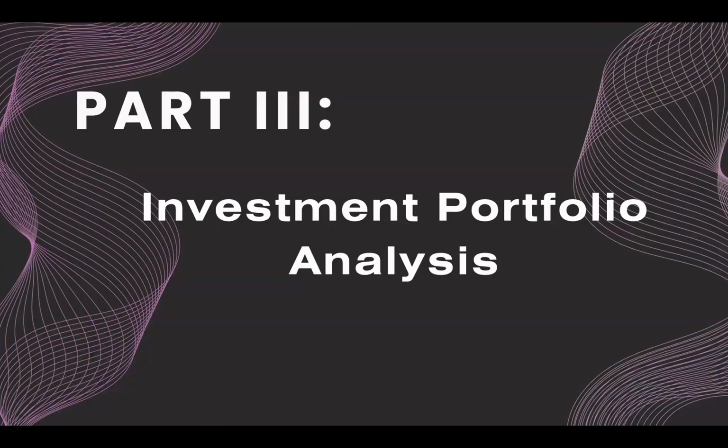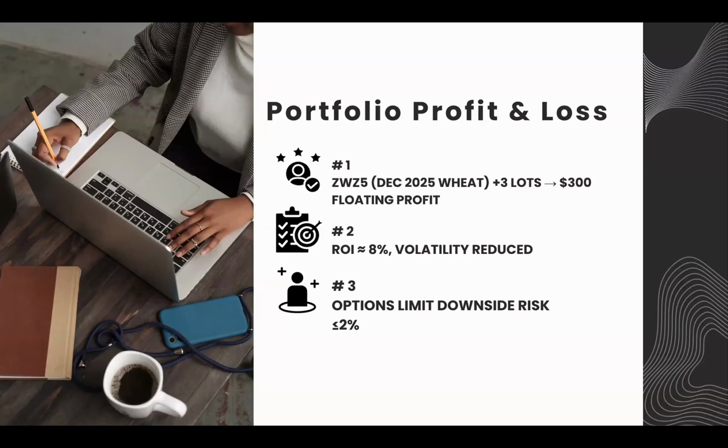Okay, let's move to the next part. Part 3, investment portfolio analysis. Our portfolio began with the December 2025 wheat futures contract ZWZ5 at an opening price of 529 cents per bushel. During the observation period, the price rose to 531 cents, and our three-lot long position generated a floating profit of 300.